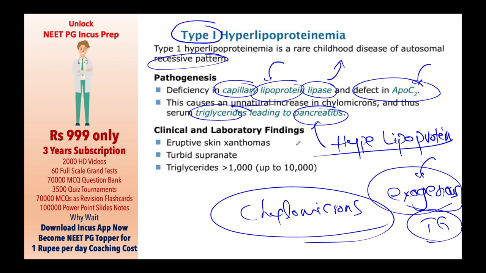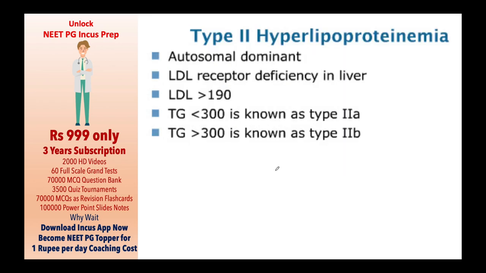So what do you see in laboratory findings? Eruptive skin xanthomas, and if you centrifuge the blood, there is a turbid supernatant, and triglycerides are more than 1000, up to 10,000. That is how you recognize type 1 hyperlipoproteinemia. Don't forget lipoprotein lipase and ApoC2.